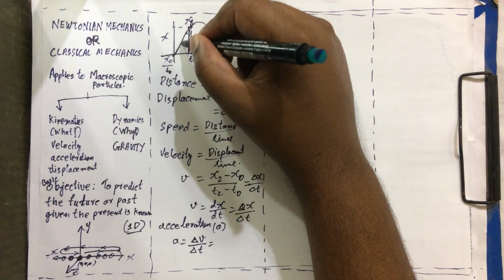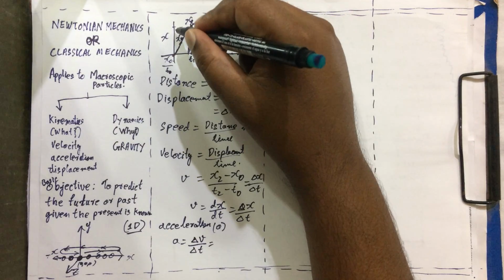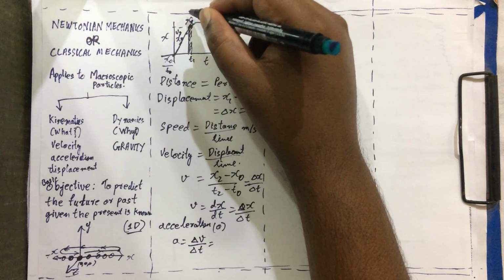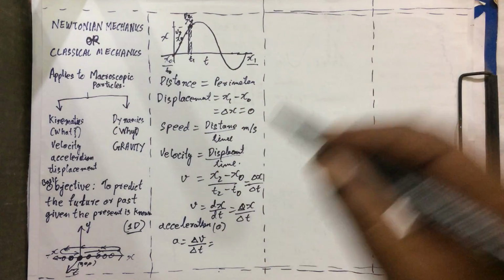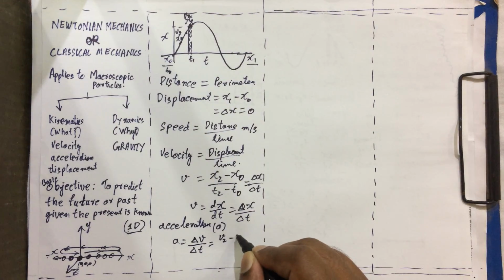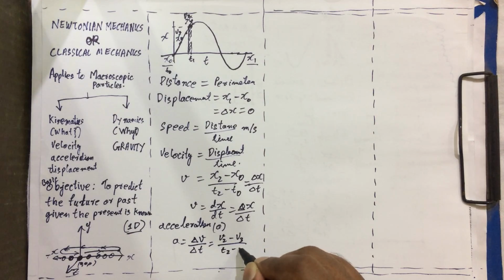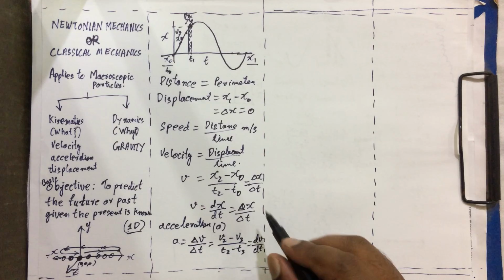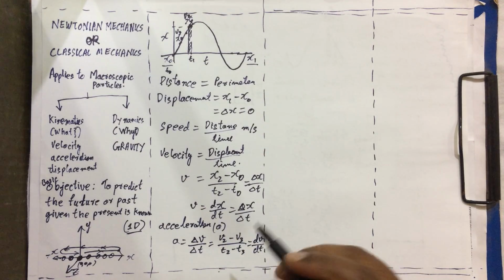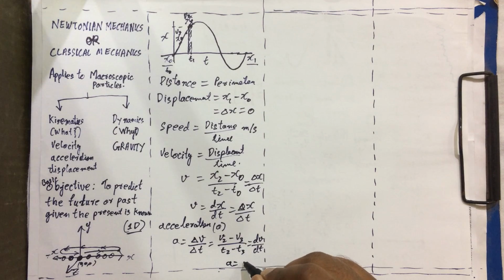So let us say this is x3. At this point the velocity is v3. At this junction the velocity is v2. So this will be v2 minus v3 divided by t2 minus t3. It can also be written as dv by dt, and if I substitute dx by dt as the value of v, acceleration can also be written as d square x by dt square, or the second derivative of displacement and the first derivative of velocity.